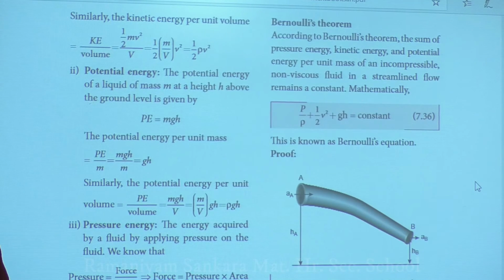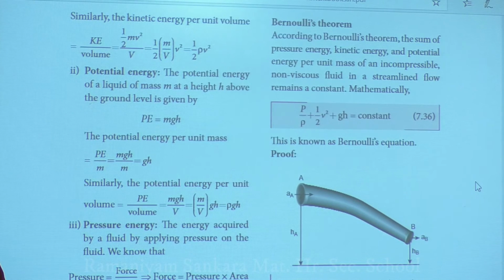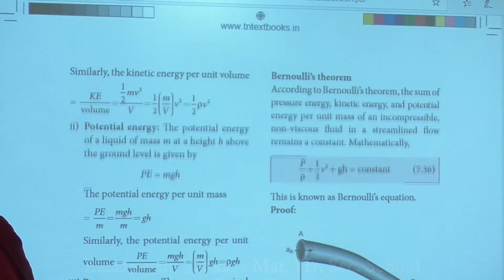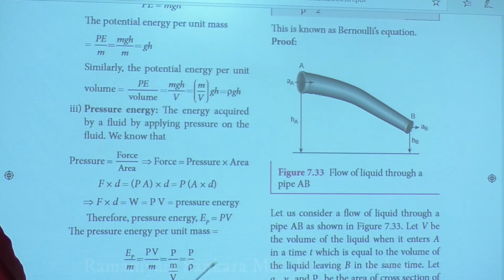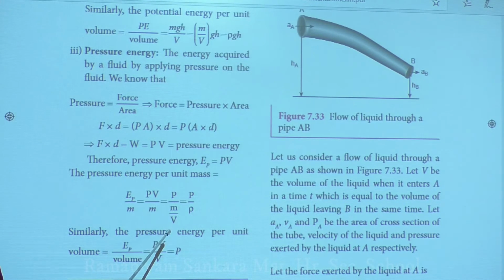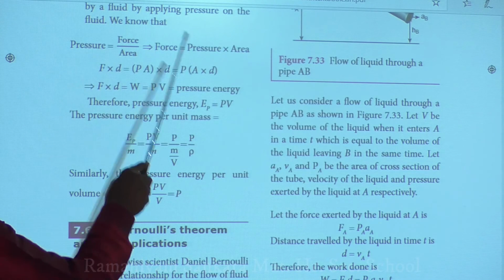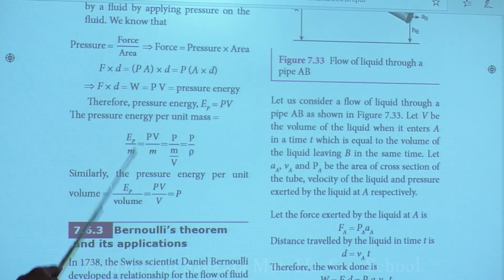P into A into D, because F equals P into A. So P into A into D, and F into D, work W equals F into D, which is P into V. This is volume, so pressure energy equals PV. Then you divide by mass, PV by M. Bring the V down, so the numerator becomes the denominator: M by V. This is nothing but density rho, so P by rho. So pressure energy per unit volume is P. V and V cancel, leaving P. So these all have to be found out separately.